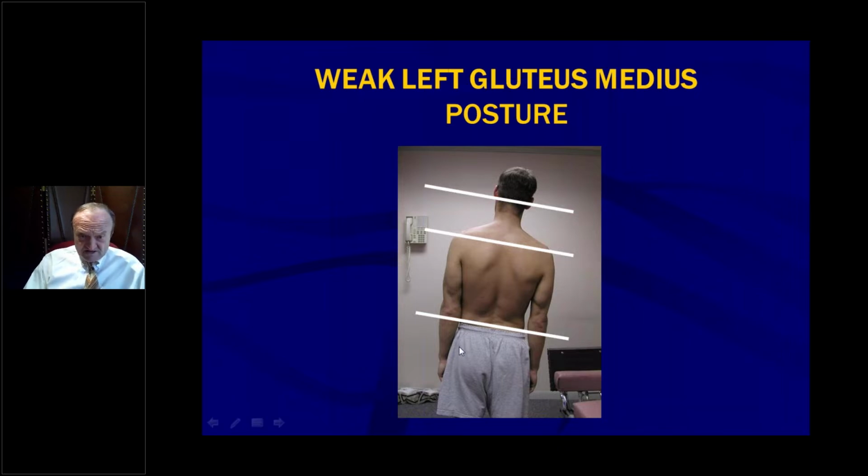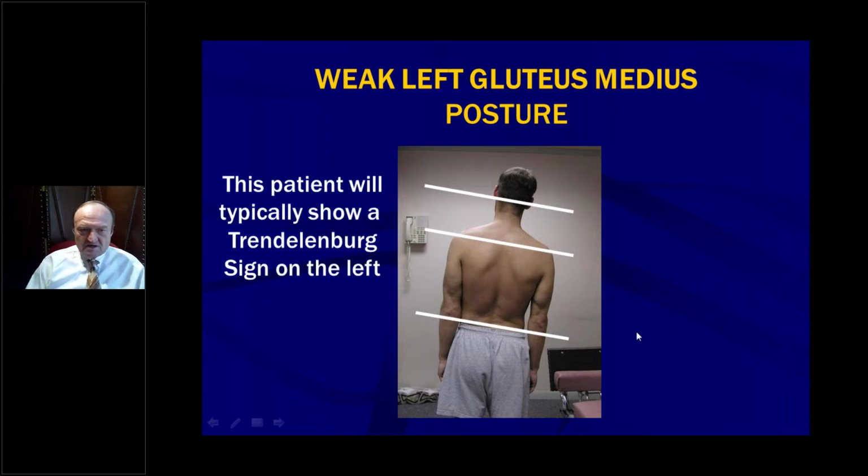When the left gluteus medius is weak, the patient will compensate by having their whole body shift to the left as they walk. So the body may be like this standing, but when the patient walks, they will shift to the opposite side to compensate for this gait pattern. The patient will typically show a Trendelenburg sign on the left if there's a really bad weakness of the muscle.